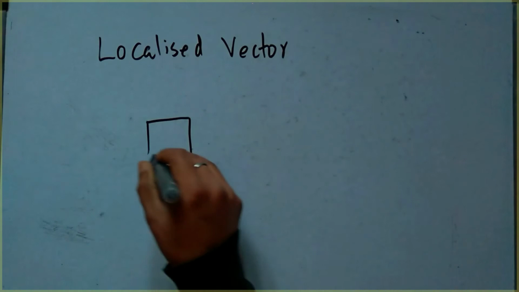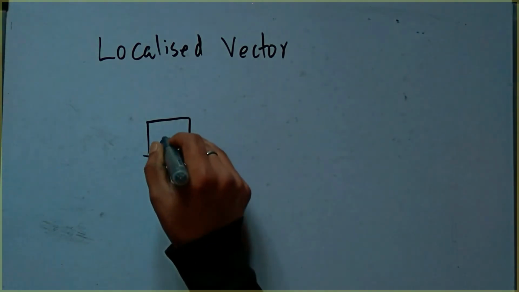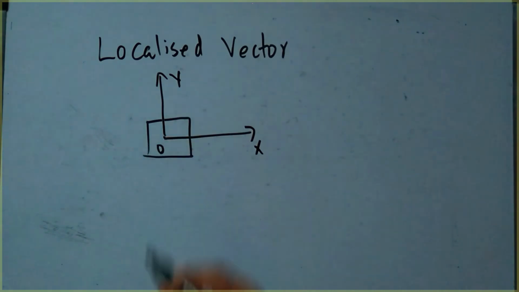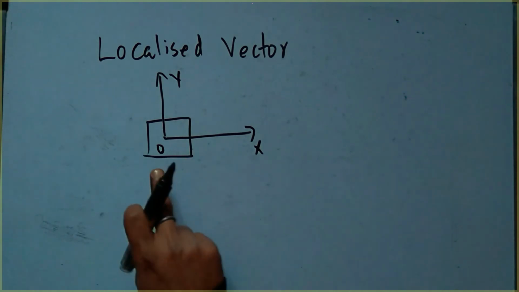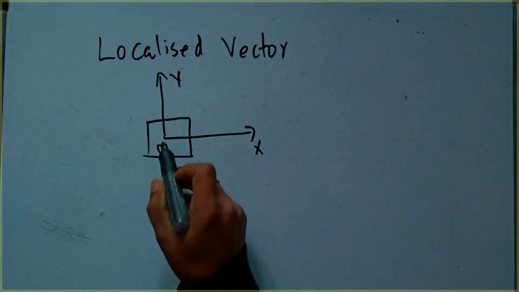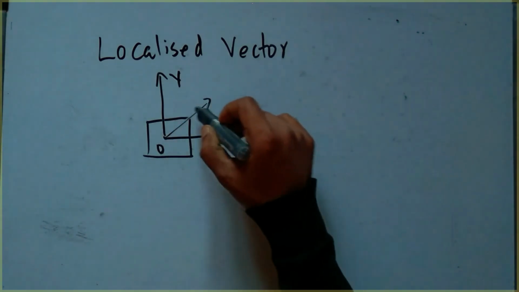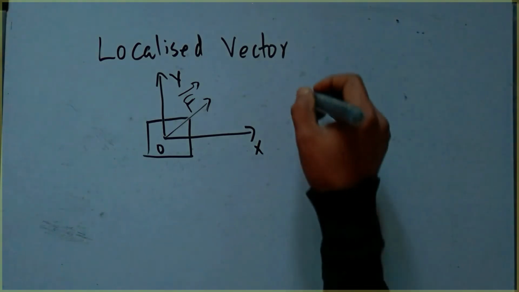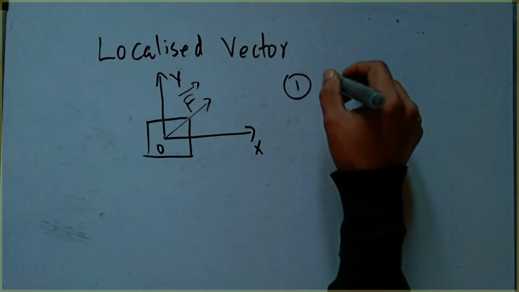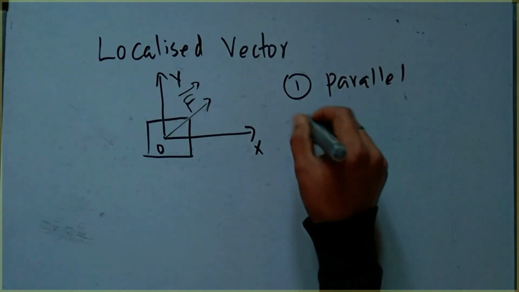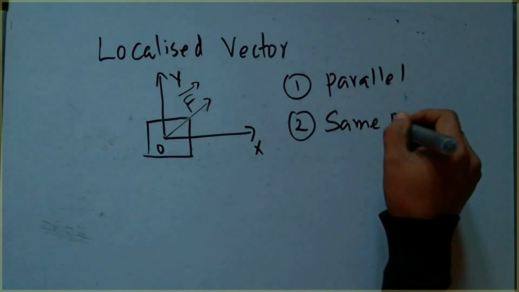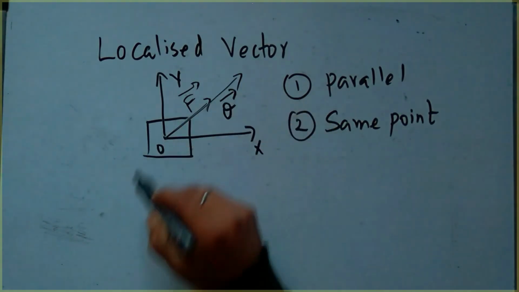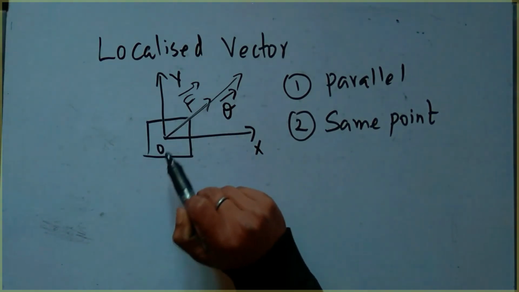Let us consider a block, this being the center of mass and this being the origin itself for a two-dimensional Cartesian coordinate system. Now this two-dimensional Cartesian coordinate system is a local coordinate system for this block. This being the origin as well as the center of mass, F being a vector. Now a vector, to be a localized vector, must satisfy two conditions. It must be parallel, and it must pass through the same point. Here vector q can be a localized vector because it is parallel to F and passes through the same point as this origin.